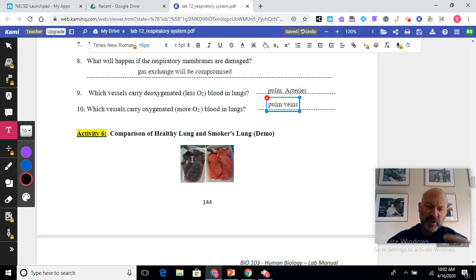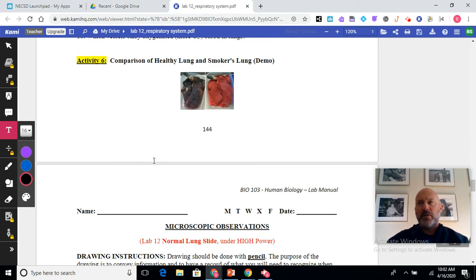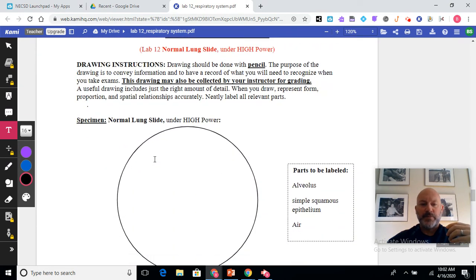Here you can see a picture that compares a smoker's lung to a healthy lung. So obviously smoking, the tar and the chemicals that are in cigarettes cause damage, not only to the external structures of the lungs, but certainly internal. And again, those chemicals, as they damage the tissues of the alveoli, then the gas exchange becomes compromised.